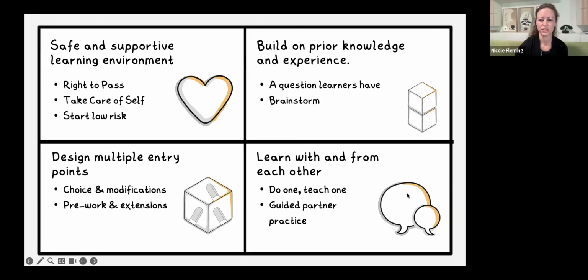All right, and now for the suggestions for box number 4. You guys have already shared one of these. So we have do one, teach one, and guided partner practice are my suggestions. So do one, teach one means, like in math, if you were going to do one of the equations, everyone would do it themselves, and then you would partner up your learners, and you would have each learner teach their partner how they did it. So that is do one, teach one.